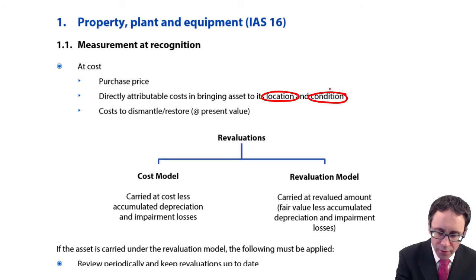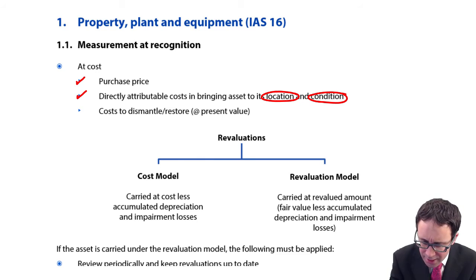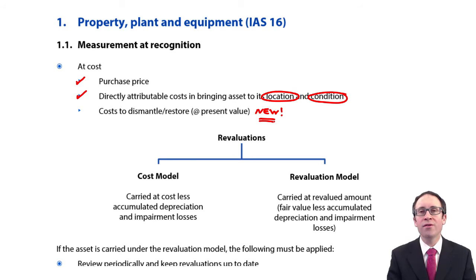You can have a look at all the specific details within your tuition provider's study text to look at the nitty gritty. I'm not too fussed about that. I just want to ensure that you know the basic knowledge. So it's your purchase price plus your directly attributable costs of getting the asset into its location and condition. Just note, this is not new to IAS 16. It's always been in IAS 16 for as long as I can remember. But it's new, if you like, from an FR perspective.